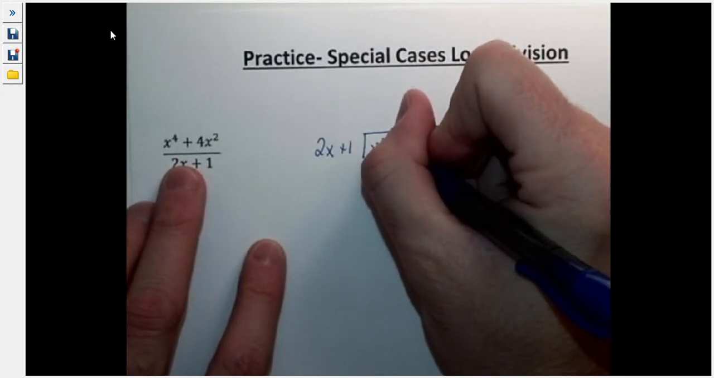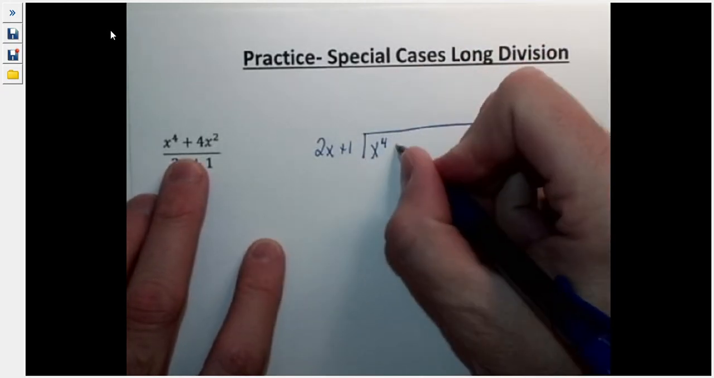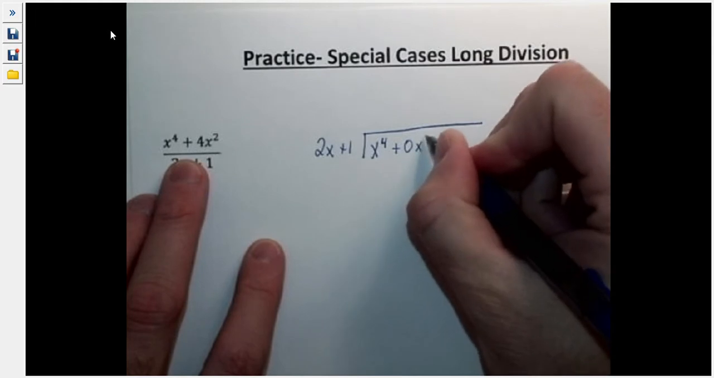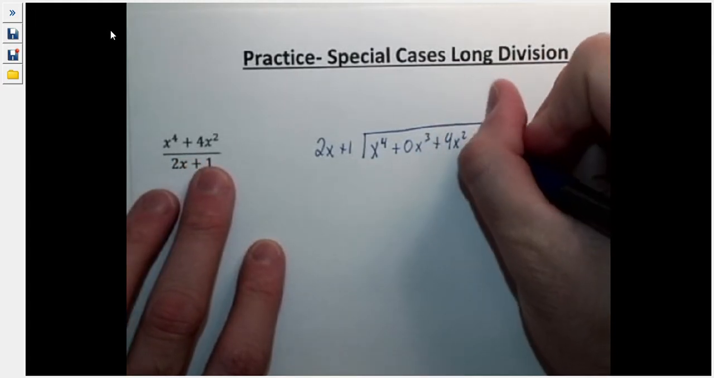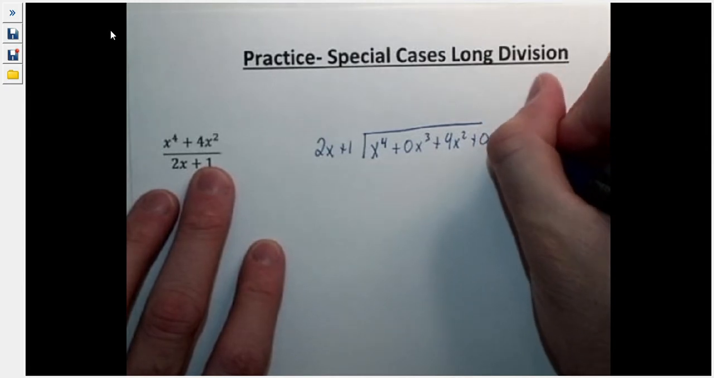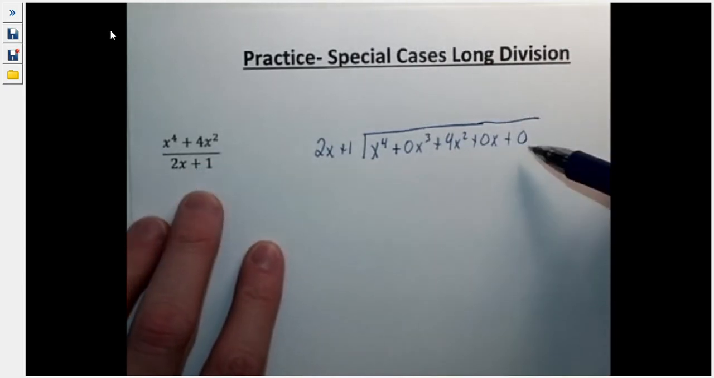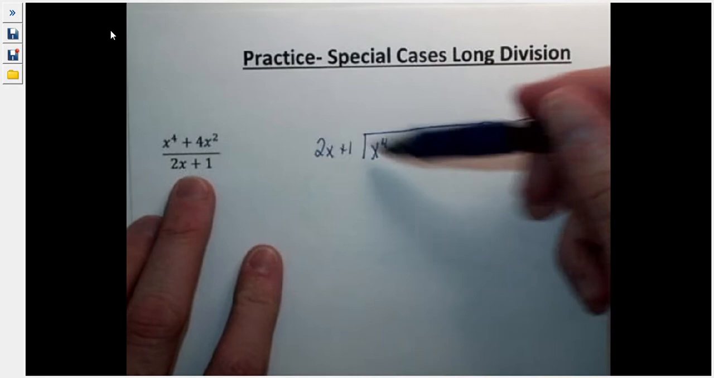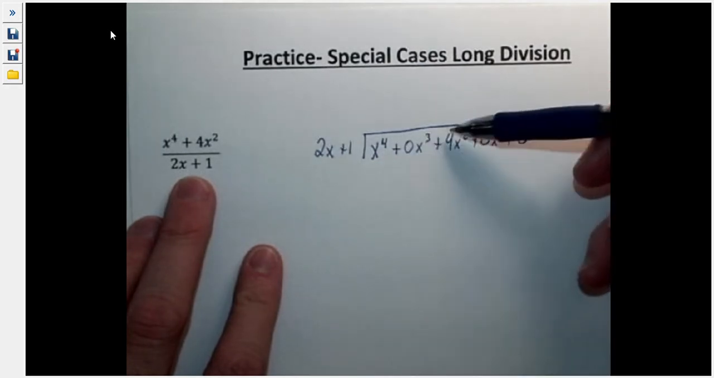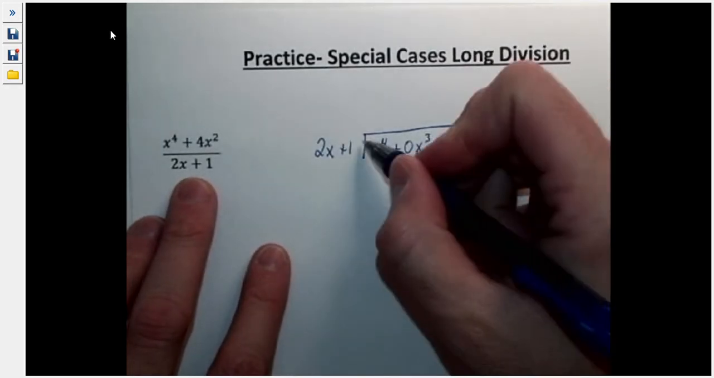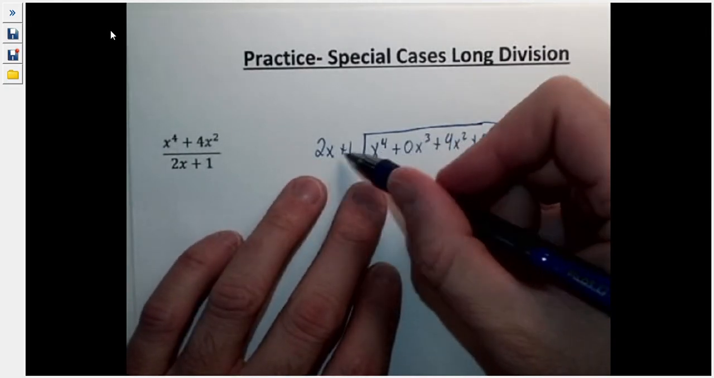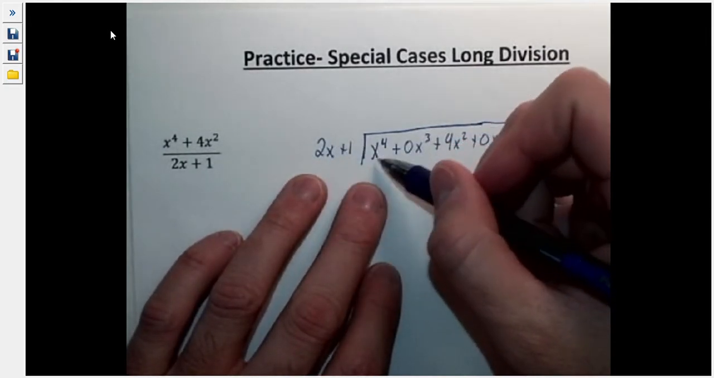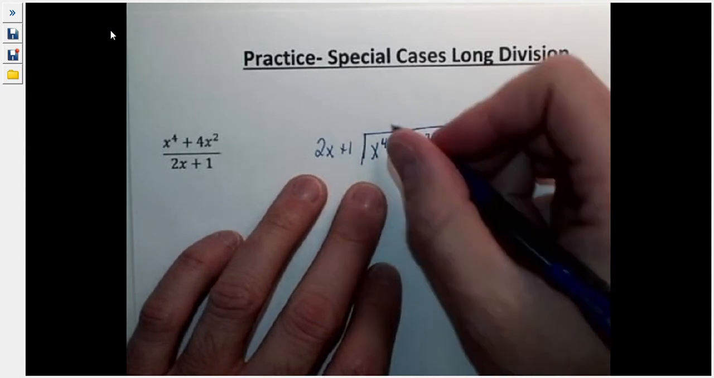So we have x to the fourth. I don't have any x cubed terms, so I got to put in 0x cubed plus 4x squared plus 0x plus 0. Okay, so notice that any of the missing terms that I have here, I put in zeros just to hold them as a place. Okay, so the first term here, what times 2x will give me x to the fourth?